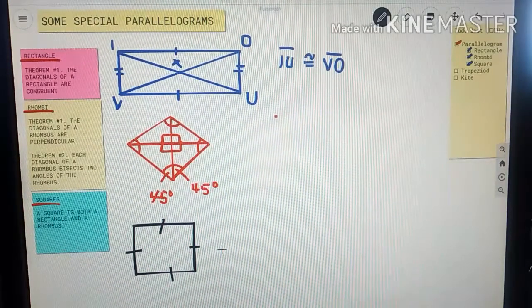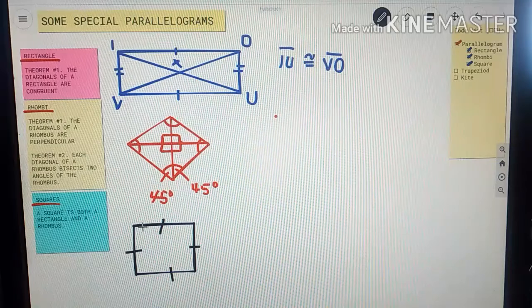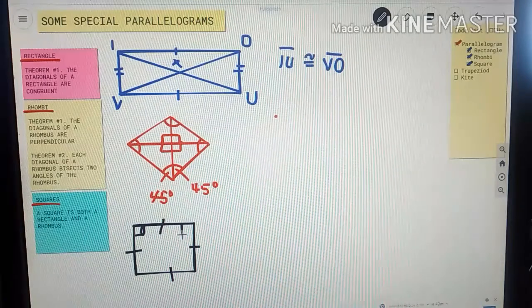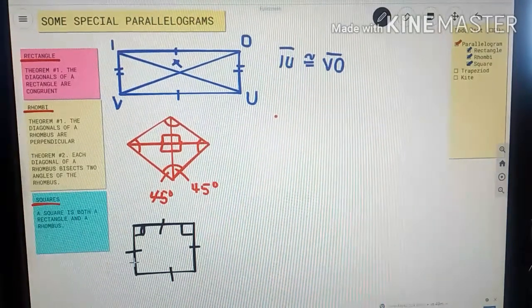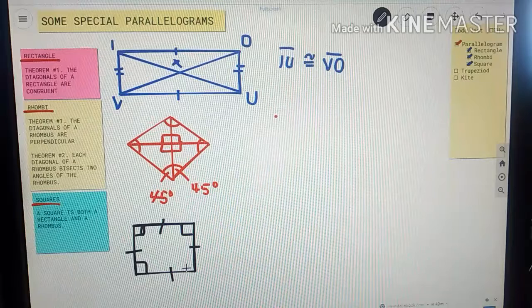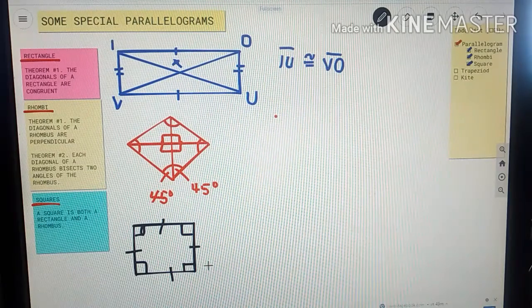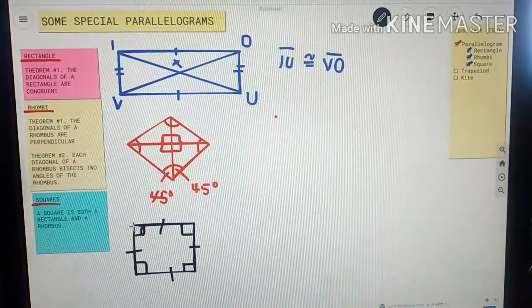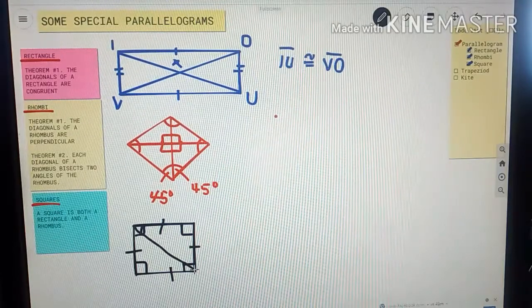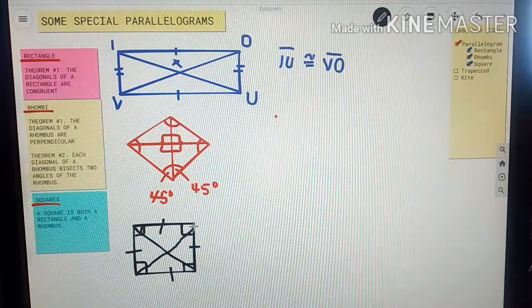All angles of a square are right. So all angles, right angle. There you go. And then the diagonals of a square are congruent. The diagonals, so this diagonal line here is also congruent to this one.